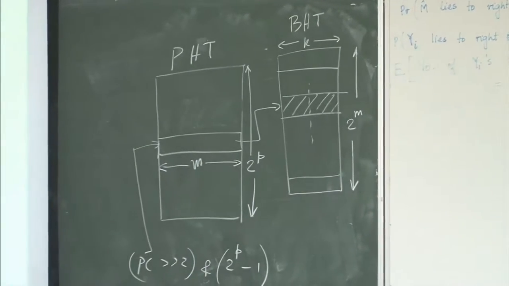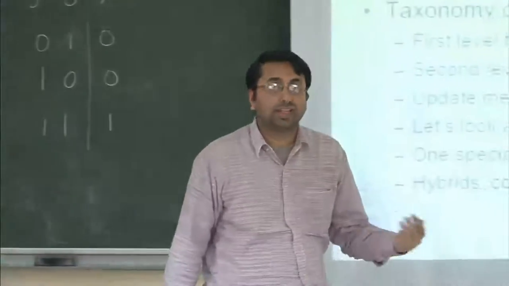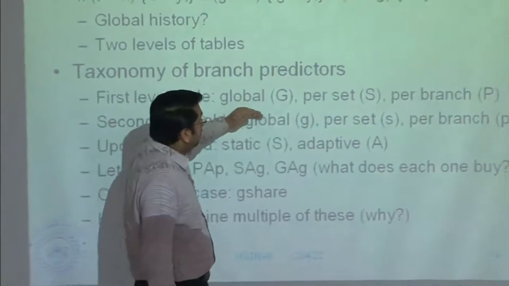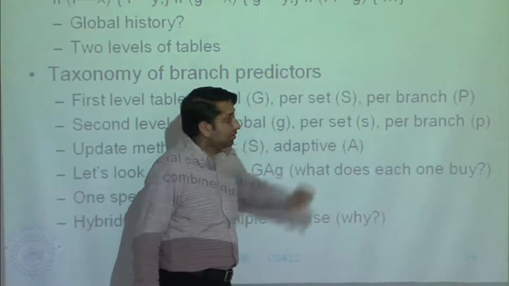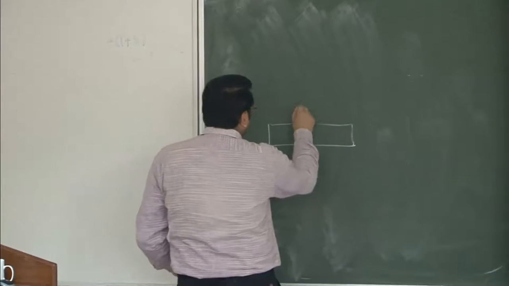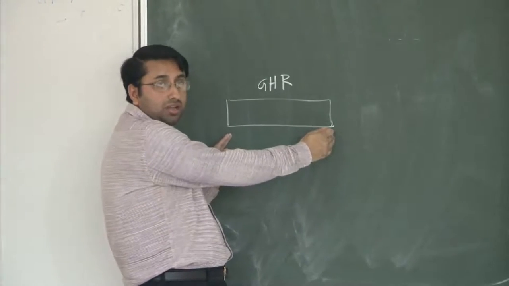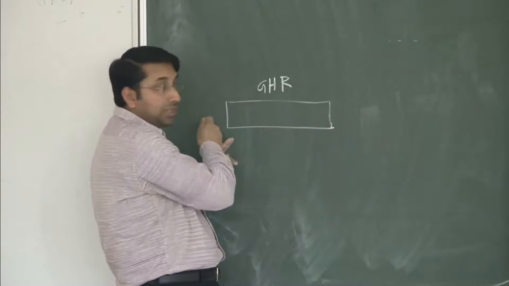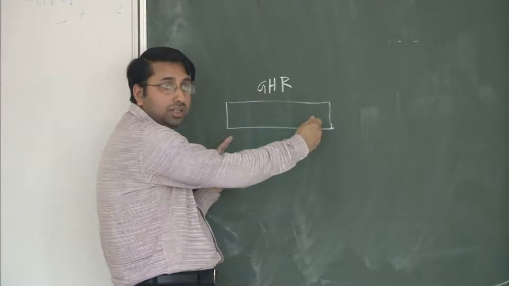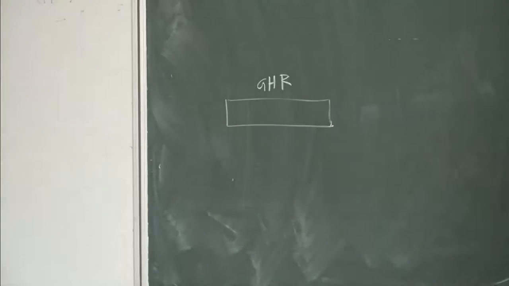So then we can come up with a taxonomy of branch predictors, depending on how exactly you index in the first level table and the second level table. The first level table can either be global, per set, or per branch. What does that mean? If it is global, you just have one register, the global history register, where you maintain the history of all branches. Whenever you encounter a branch, you shift the bits one position to the left, and you shift in the new outcome. All the branches are mixed up here. That's called a global first level table.